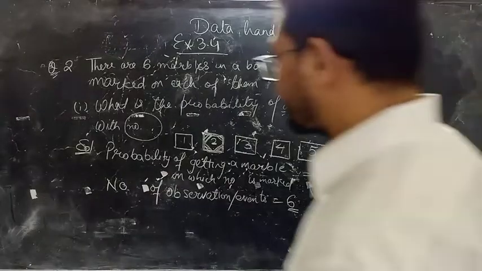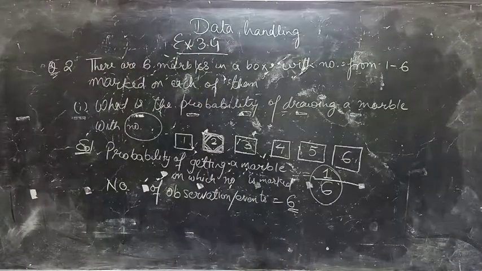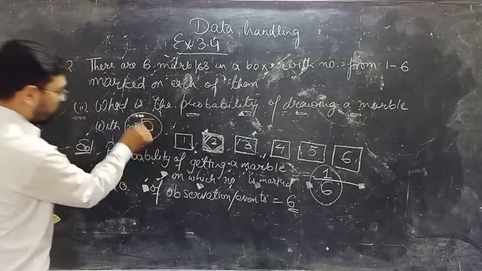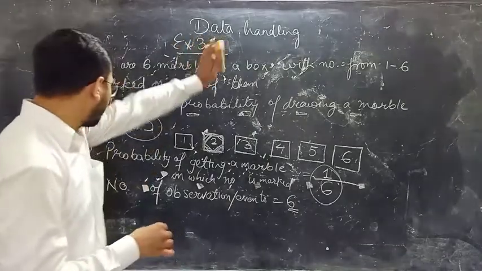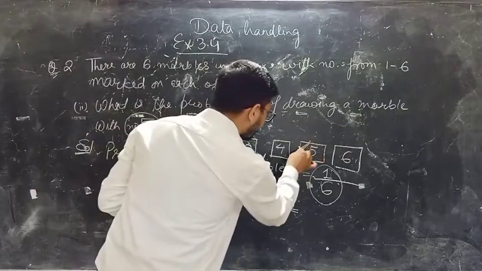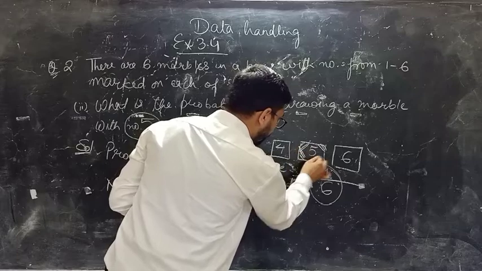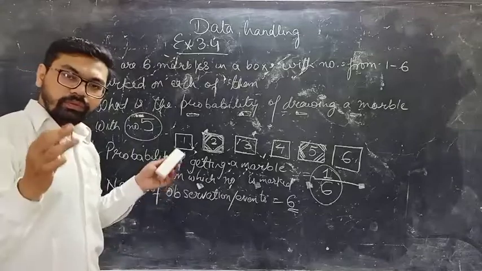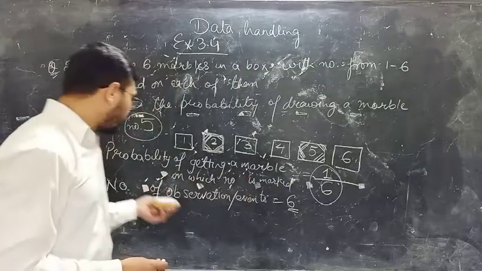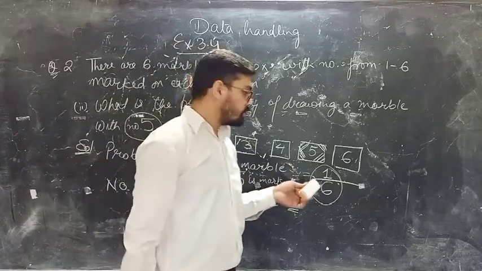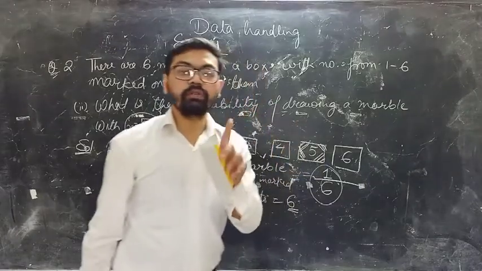Okay, students. Now the second part of this question is, what is the probability of drawing a marble with number 5? So in the second part, only the number of the marble on which 5 is marked is changed in this question. Now the question says, what is the probability of getting this marble on which 5 is marked? Again, the same solution will remain same. Probability of getting a marble on which number 5 is marked is again 1 by 6. The reason is, out of 6, there is only one marble on which 5 is written.